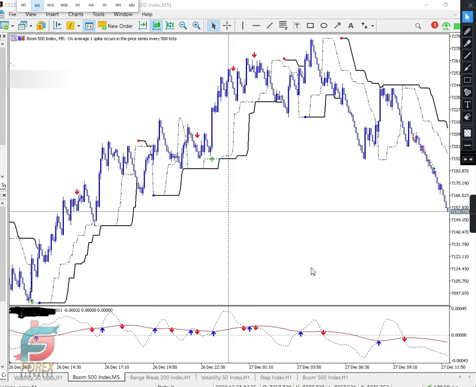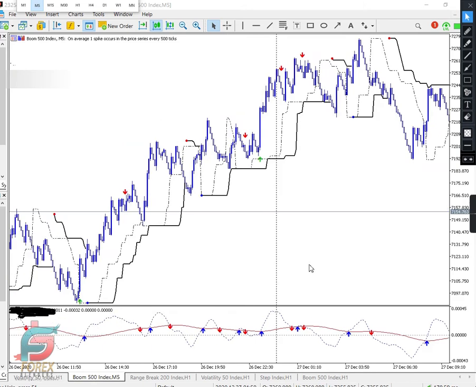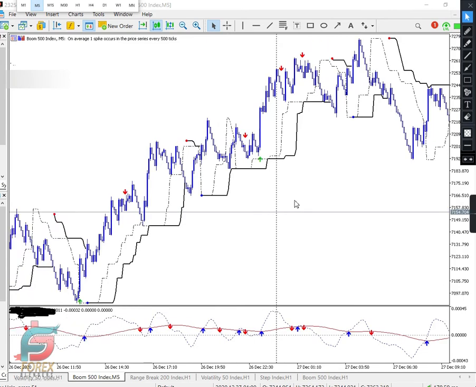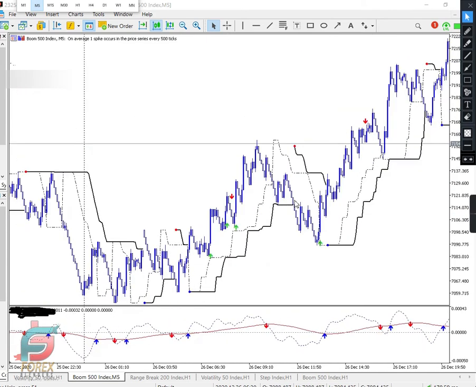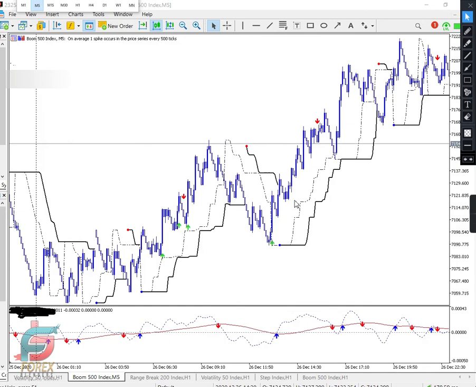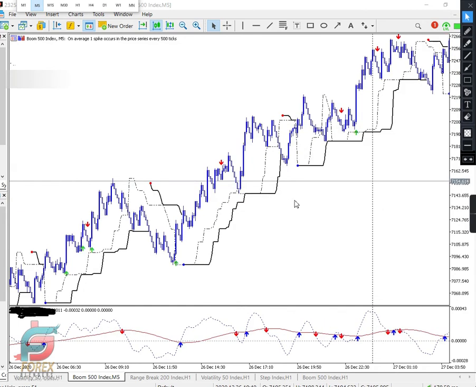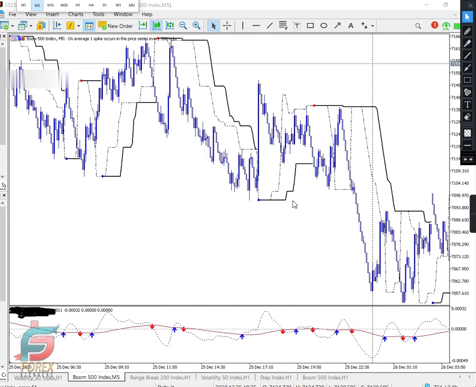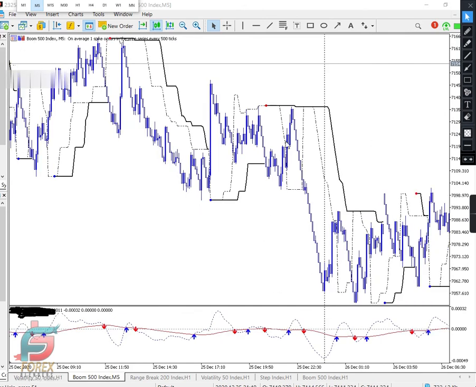Okay, I'm only trading Boom 500, so I'm only looking at the trend, and I'll be only looking for sell setups. But you can also trade the buy setup. The buy setup also works very nicely, and the sell setup also works very nicely, but I like going with the trend. So I'll go back. There was a sell signal here.